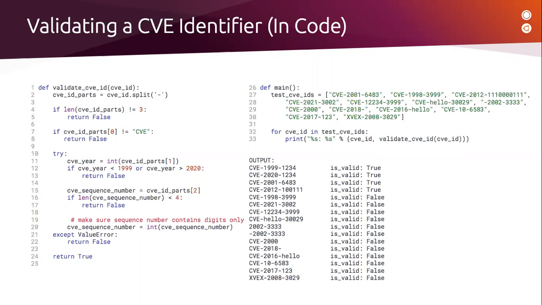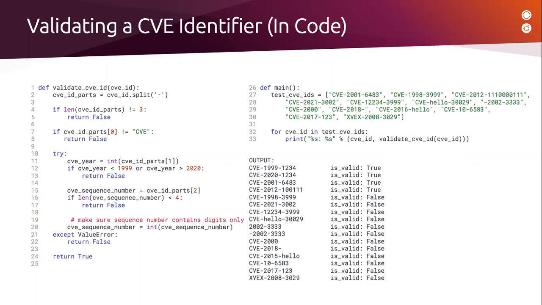Back up on line 12, if it was a valid integer, I'm going to make sure that it's between 1999 and 2020. Anything before is invalid, anything after is invalid. The last thing I'm going to do is look at that identifier portion of the CVE. I'm going to make sure it has at least 4 characters, and then I'm again going to try and convert it into an integer to make sure that those characters are integers, right? To make sure that I don't have periods or letters or anything in my CVE ID.